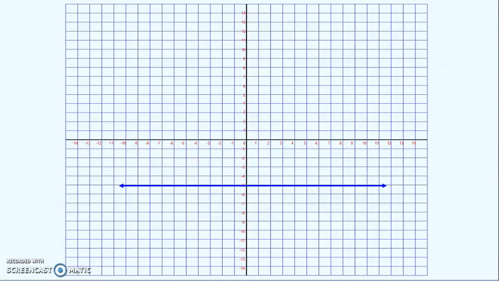Now in this next example, we have a horizontal line, horizontal side to side. So if we're looking for an x-intercept going across this way, there is no x-intercept. So you can write DNE, which stands for does not exist. So the x-intercept does not exist, DNE.